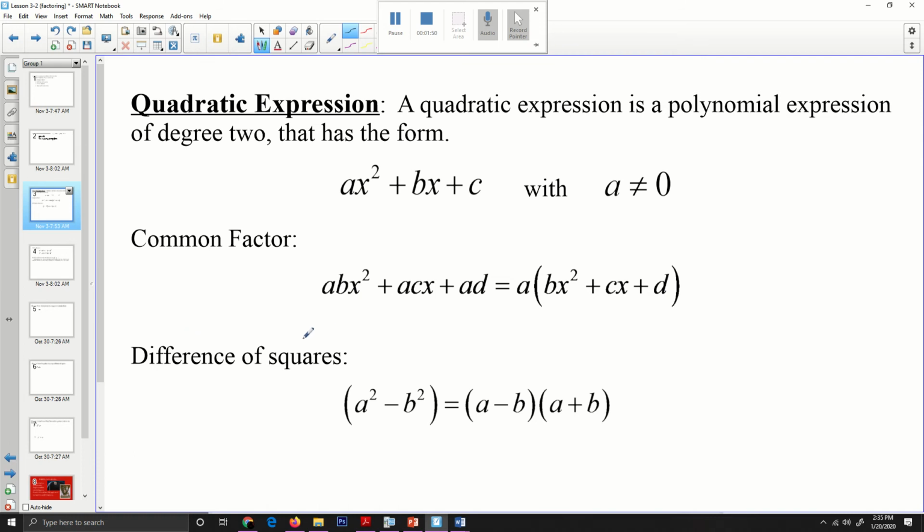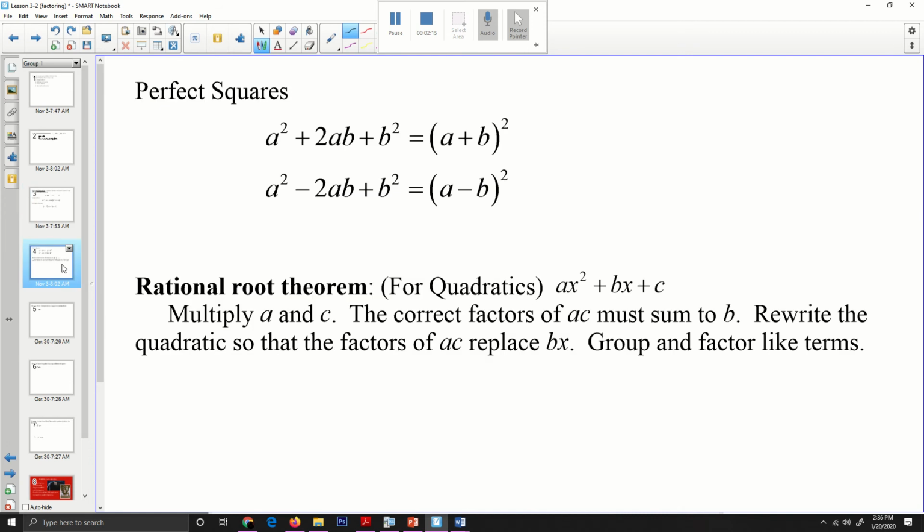You can have a common factor, so if you have abx squared plus acx plus ad, then this thing can be factored into a times the quantity bx squared plus cx plus d, and we'll do an example of that. You can have a difference of squares, and this is the one that you'll see most often. In fact, we did use a difference of squares as a useful property for turning complex numbers into real numbers in the last lesson. So if you have a squared minus b squared, then that is always going to be equal to a minus b times a plus b, and we'll see an example of that.